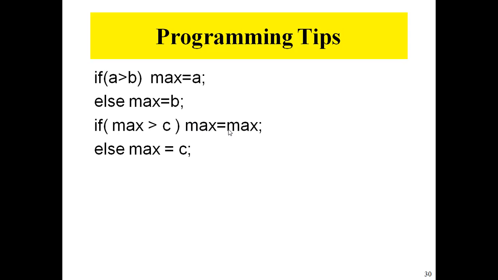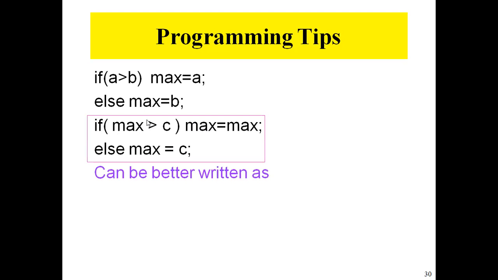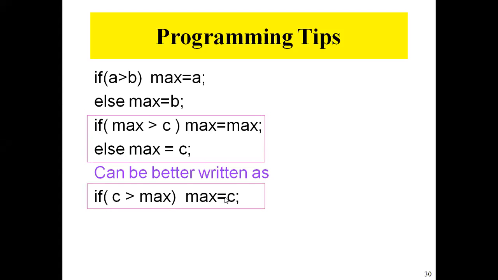It's a useless statement. So what you can simply do, you can just negate this condition and then just write max equal to C. For example, instead of saying max greater than C, you can write max less than equal to C, or you can write C greater than max, max equal to C. Else is not compulsory, na? But if you want to write else, if is compulsory. So this can be optimized like this. So there are several ways you can optimize the code.